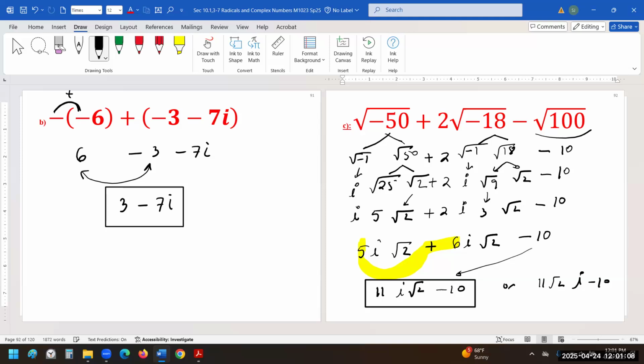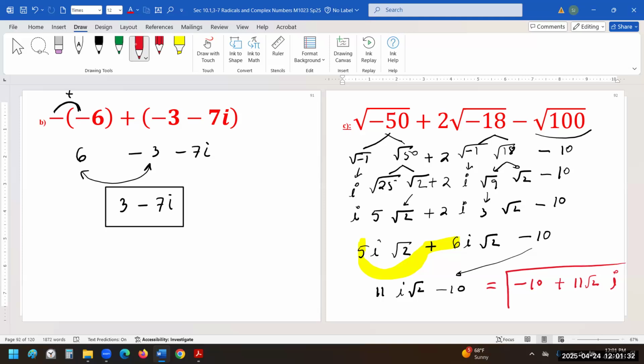Oh, sorry, we cannot write that. My bad. Because remember, the format for a complex number is real first and then the imaginary number. So we must write -10 first because this is the real number, and then plus 11 square root of 2 i, or 11i square root of 2. Both of them work. But we definitely have to write the 10 first because this is the format a plus bi, the complex format. Real portion first and then the imaginary portion.